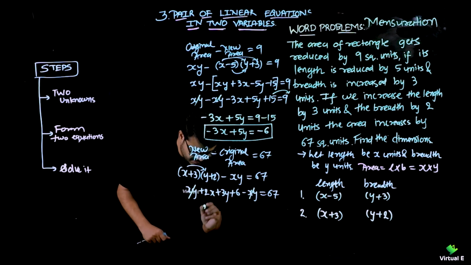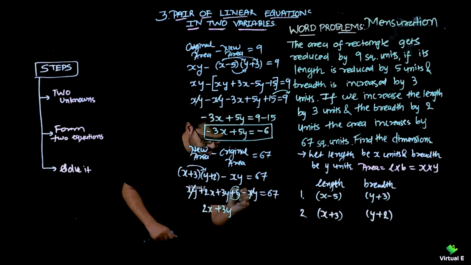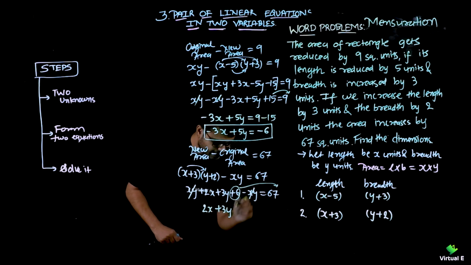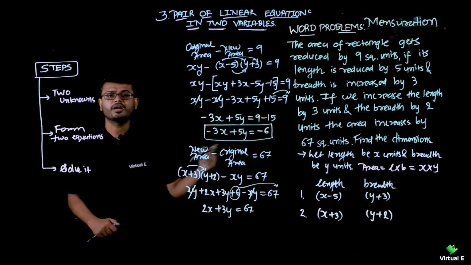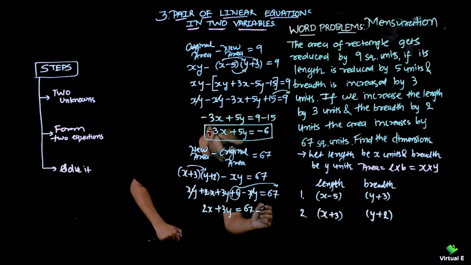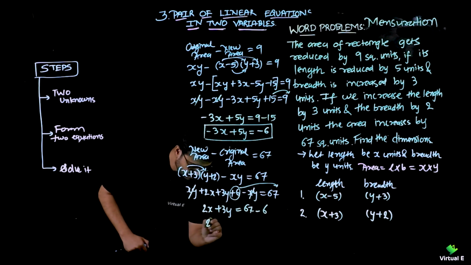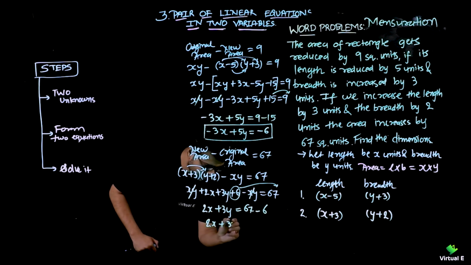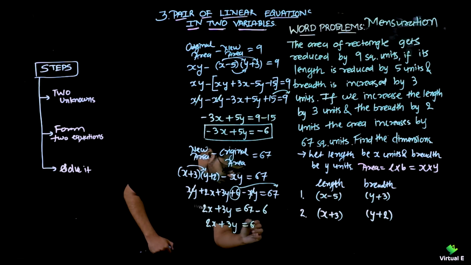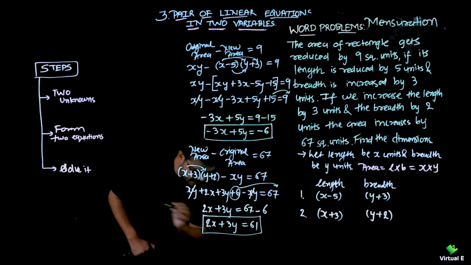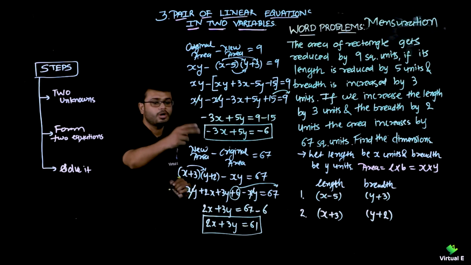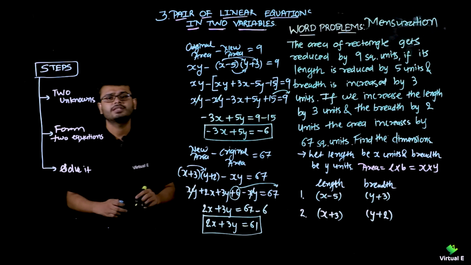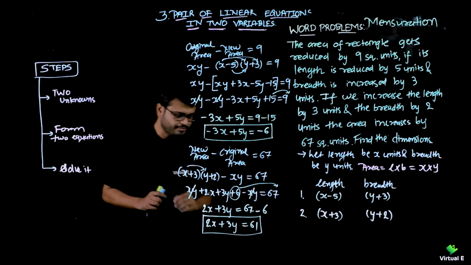So 2x as it is plus 3y as it is, and this plus 6 I will be shifting over to that side. So 67 as it is plus, it will become what? Negative, yes, minus 6. So 2x plus 3y is equal to 61. So this is my second equation. Now I need to solve these two equations to get the solution of our problem.